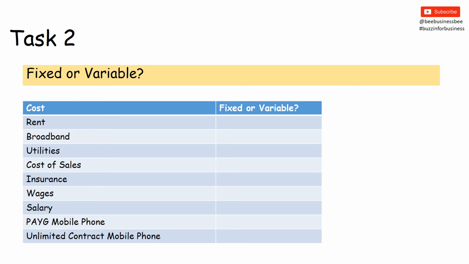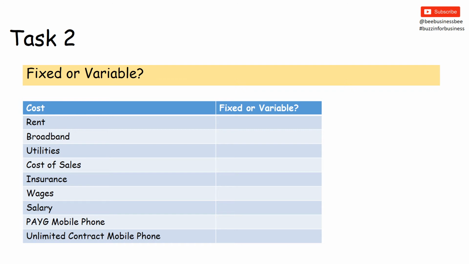Okay, hopefully you've worked out that rent would be fixed because you pay the same amount of money in rent regardless of how much you use that building. So if I use it for 3 days, I pay the same amount of rent as what I'd pay for 5 days. Broadband would probably be a fixed one because again, I'm going to pay the same amount of money regardless. So I might pay a contract where I pay £20 a month and I can use as much broadband as I want.